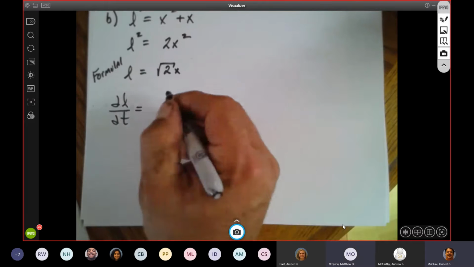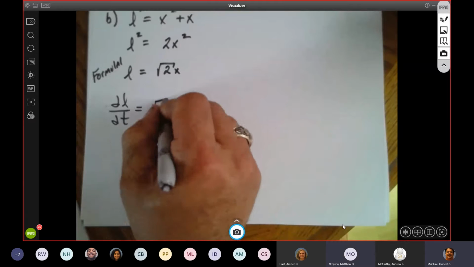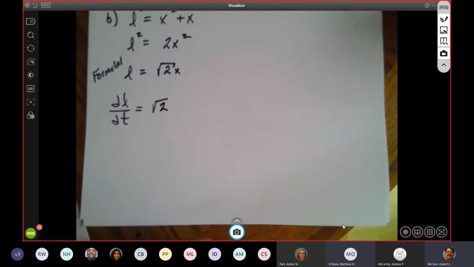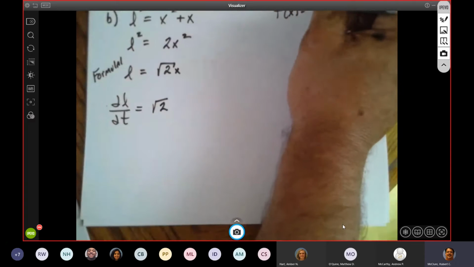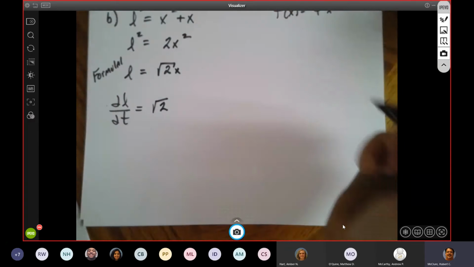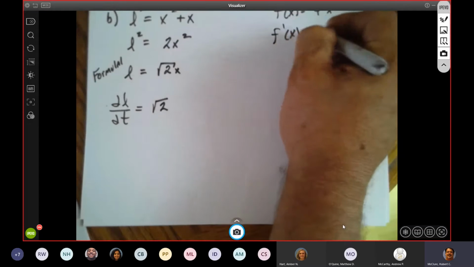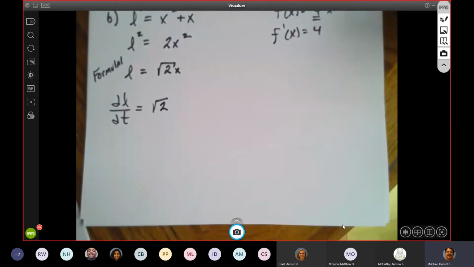So what's the derivative of the square root of 2 times x? Just the square root of 2. Sorry. Remember, if I give you f of x is equal to 4x, then f prime of x is equal to 4 because 4 is constant.